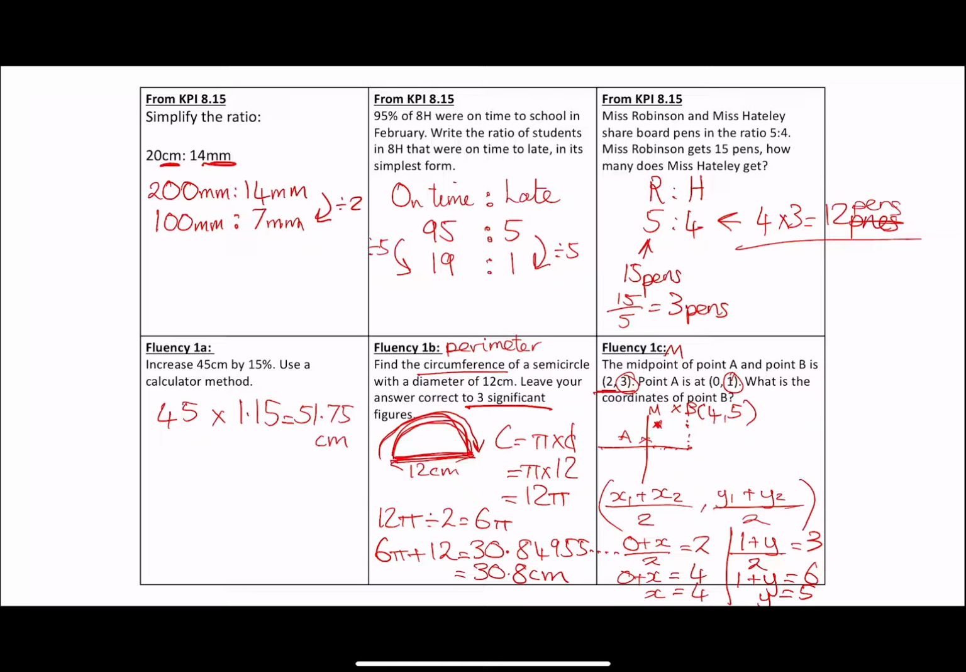Okay, Year 8, that's everything for your Connect Grid this morning. You've got 2 Hegarty tasks to get through. This is your final bit of Hegarty for this topic.